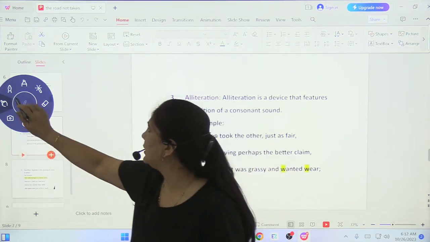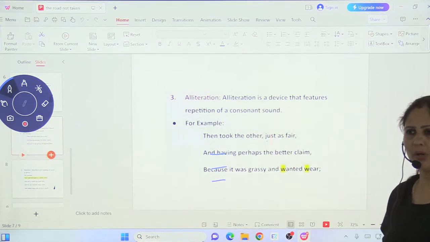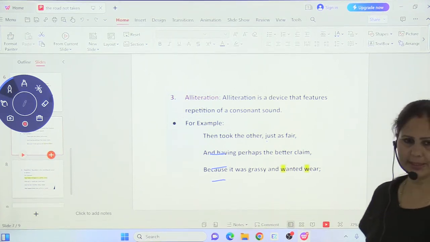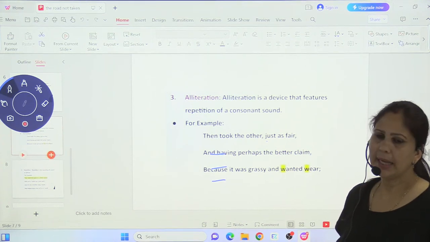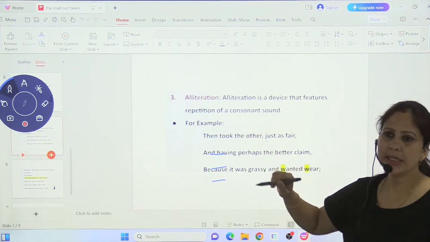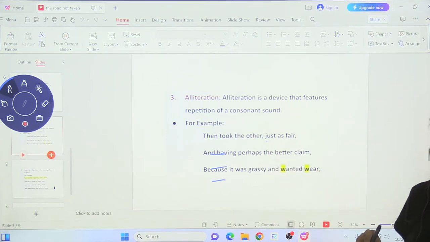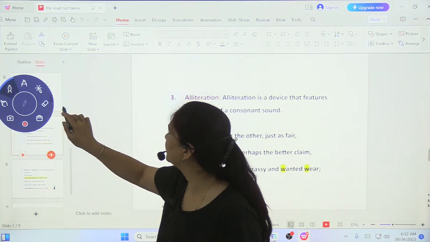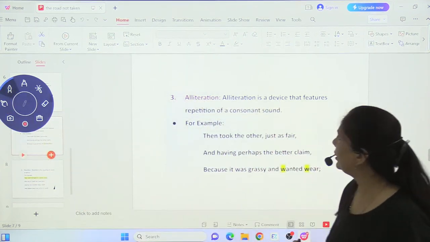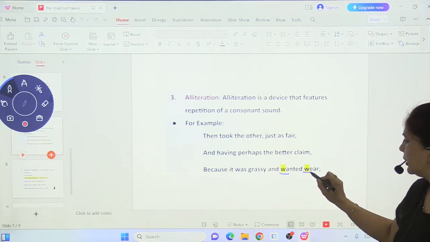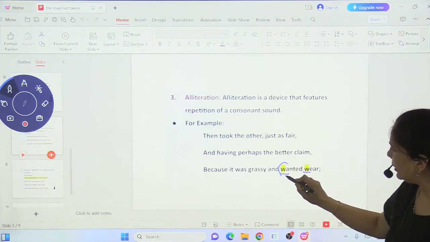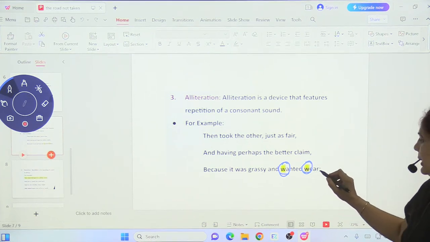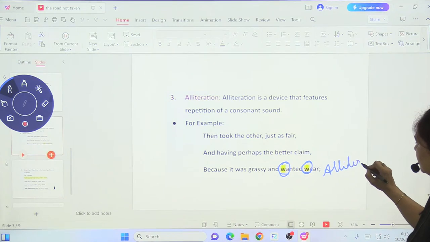Alliteration. Now, what is alliteration? You have read about vowels and consonants. What are vowels? A, E, I, O, U. There are 26 alphabets, and A, E, I, O, U are the vowels, and consonants are the remaining alphabets. So, alliteration is the sound of consonants. Like here, what is the sound which is repeated? W. Wanted, where. So here, the W sound is prominent, and it is the use of alliteration.